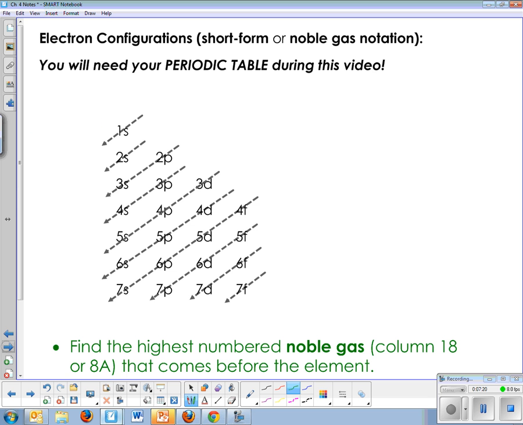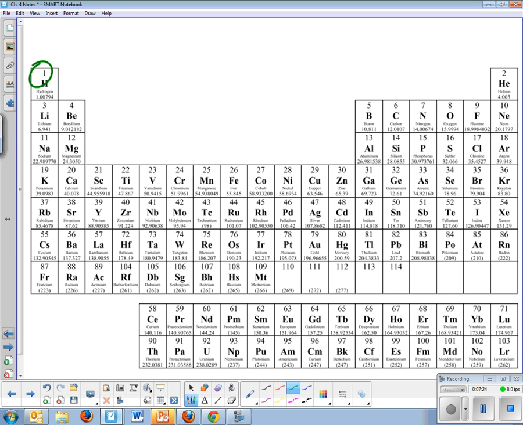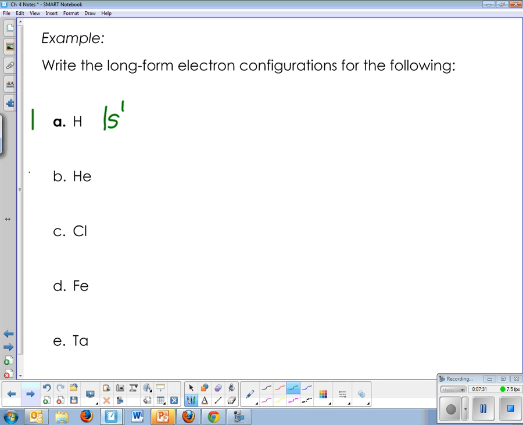Okay, let's do helium. Helium over here has 2 electrons. So, again, we start off with the first energy level, always the lowest, s sublevel. It has 2 electrons, and s can hold 2. So there's helium's electron configuration. Okay? So let's do chlorine next.